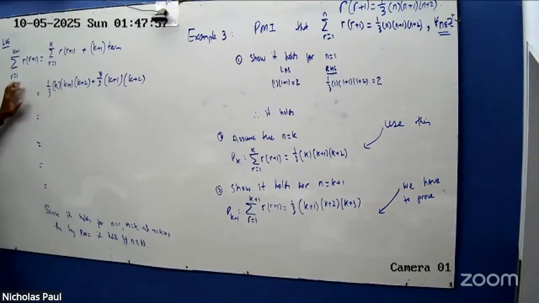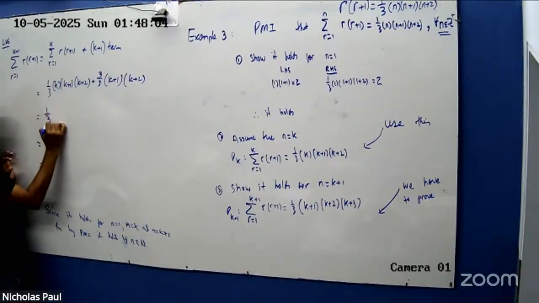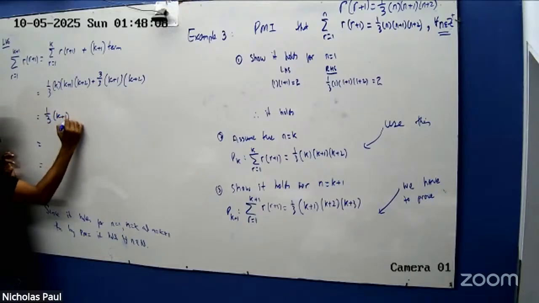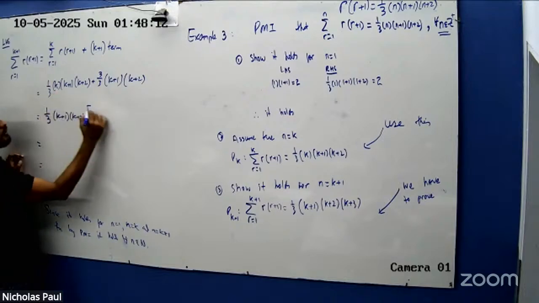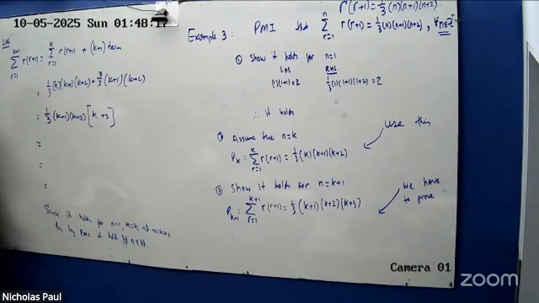Right? Put K plus 1 here and here. Now, what are we going to factor out? We're going to factor out 1/3 K plus 1 and K plus 2. What are we left with here? K. What are we left with here? 3. That's it. Okay? Let's go harder now.